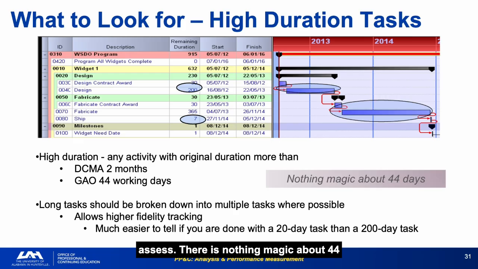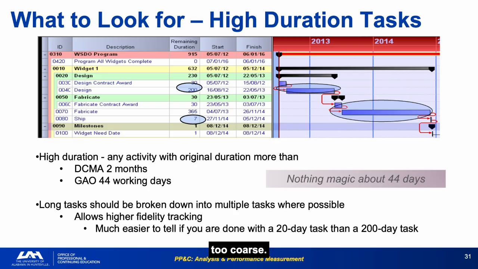There is nothing magic about 44 days. It is a threshold that balances scheduling granularity against maintenance burden. The principle is that shorter tasks enable more meaningful progress reporting. When you see a schedule where most critical path tasks are over 2 months, you're looking at a schedule that will not give you early warning of slip. The task durations are too coarse.